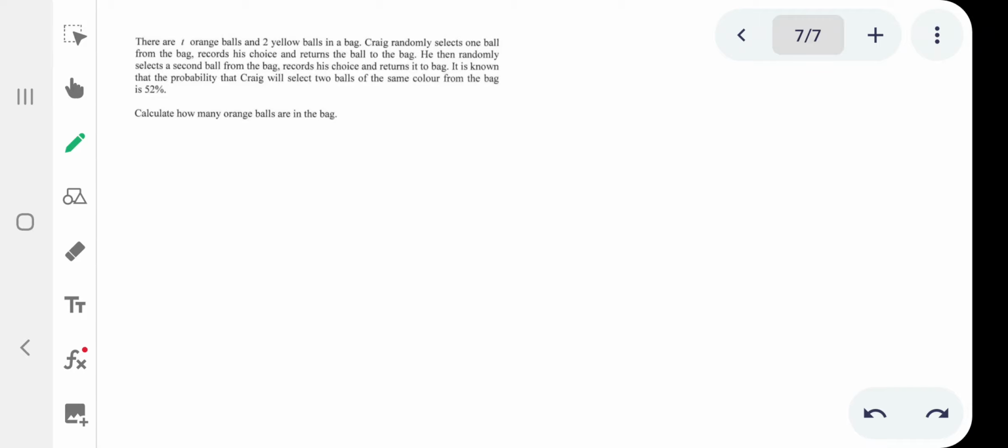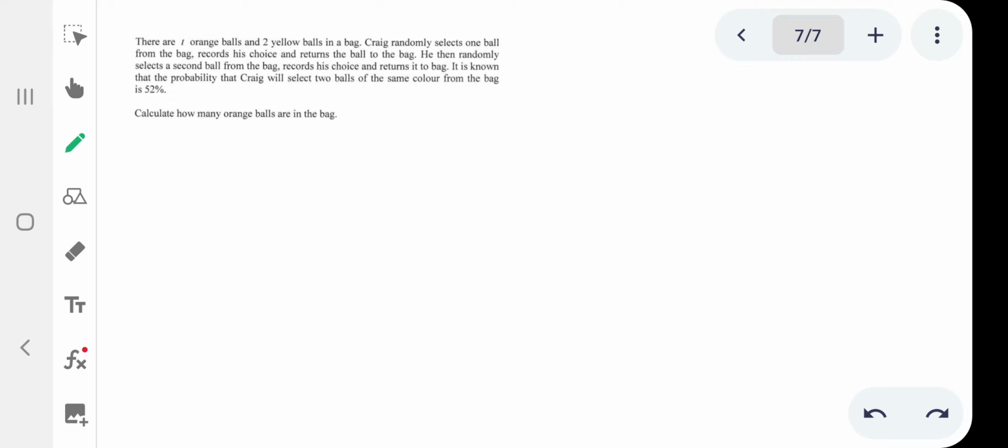Alright, so in this video I want to do this question from the 2015 final examination. So it's a tree diagram question where they want us to use a tree diagram to solve a specific problem, right?